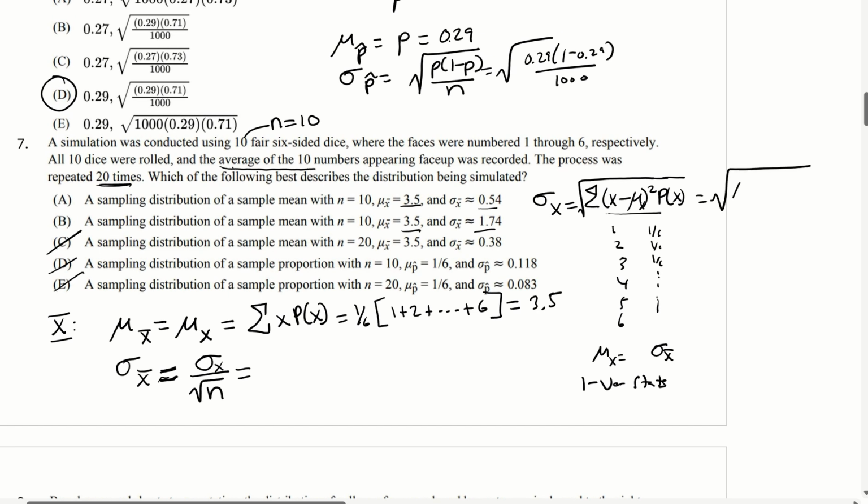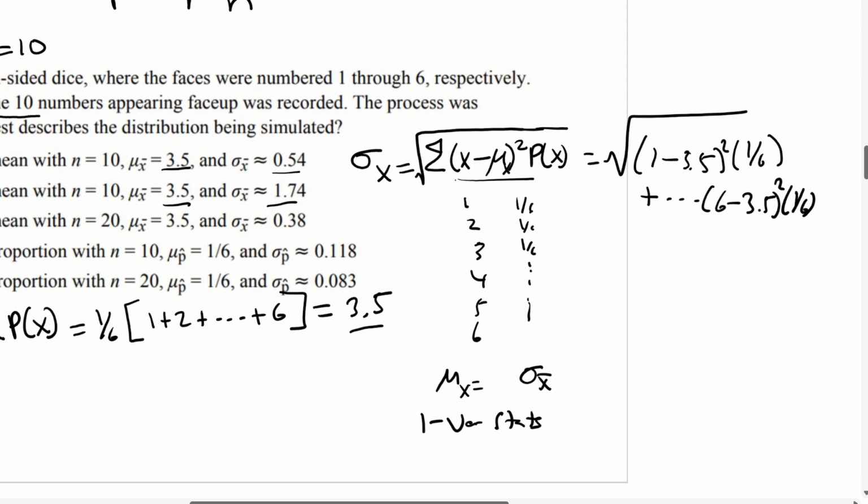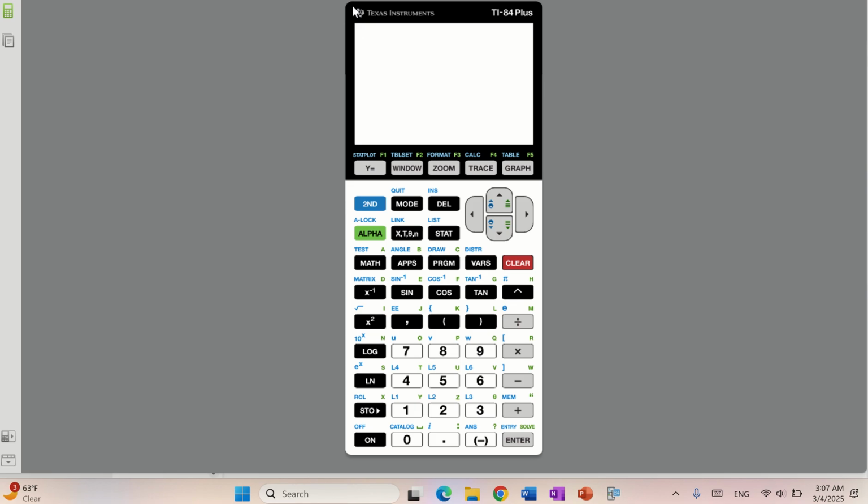So square root of (1, you can get 1 on a die, minus, remember the mean was 3.5, squared times 1 out of 6, plus dot dot dot, and just end with the number 6, minus 3.5 squared times 1 out of 6). Okay, so let's show you how to do this on the calculator.